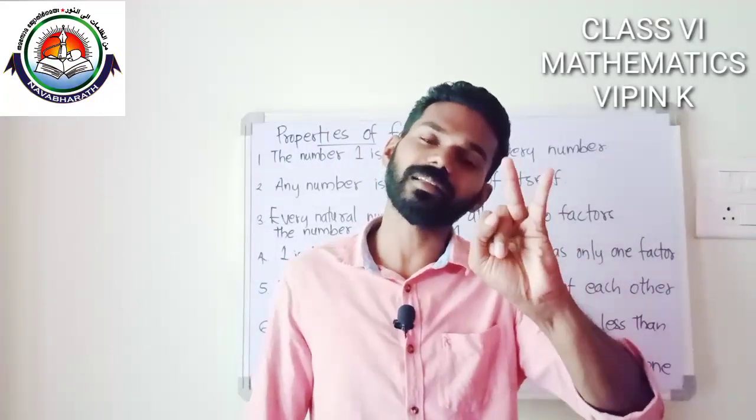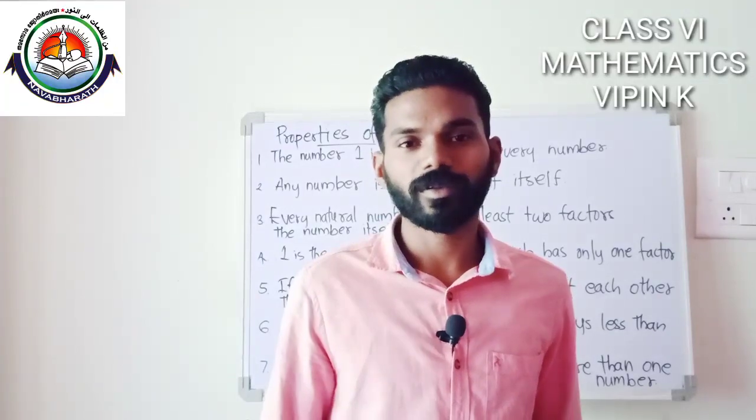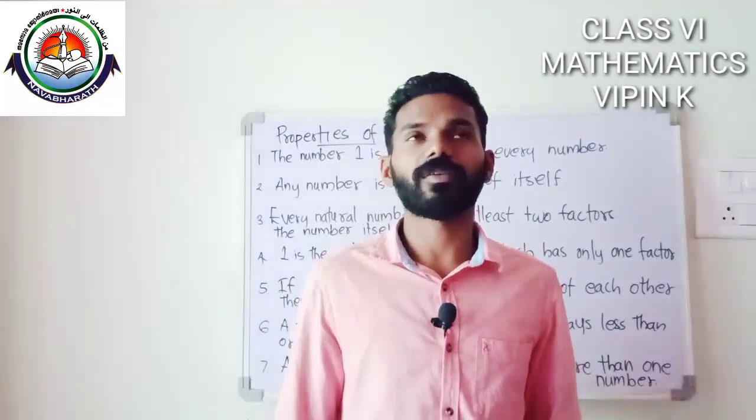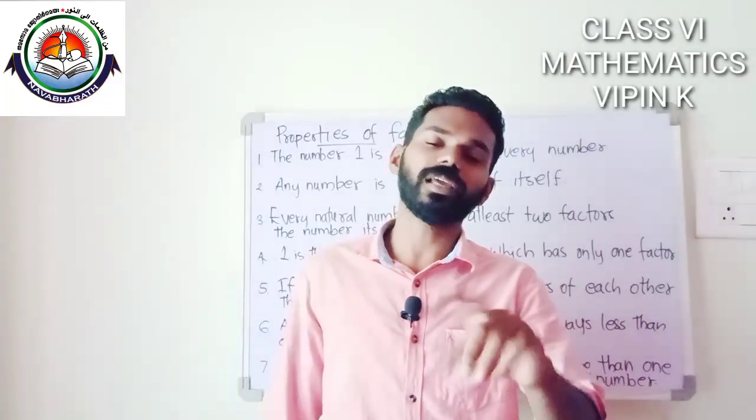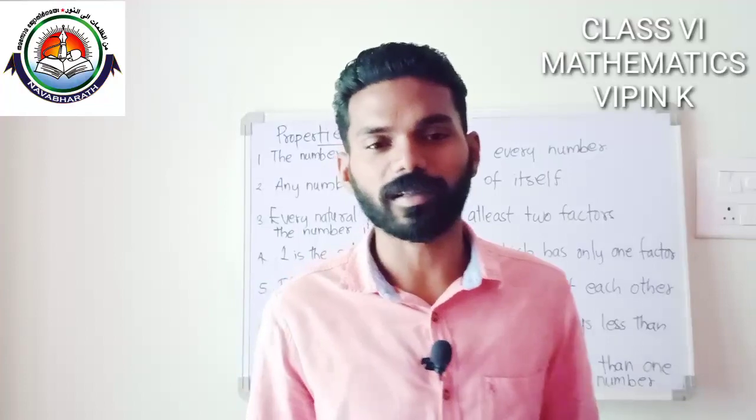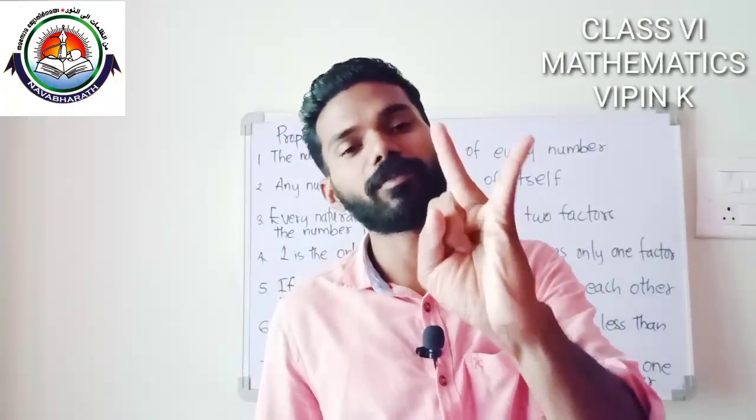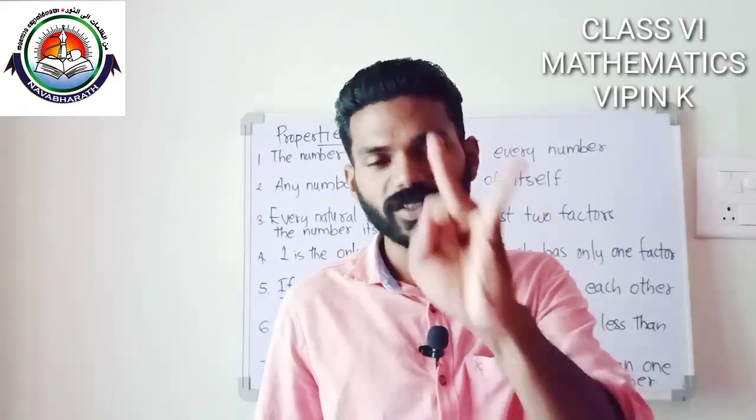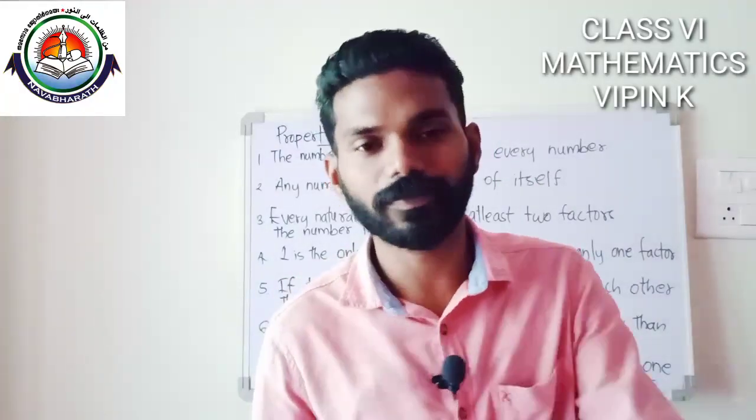1 and that number itself. The minimum 2 factors we can easily predict. For the number 128, which are the 2 factors that can be easily predicted? 1 and the number 128. These 2 must be the factors of that number.